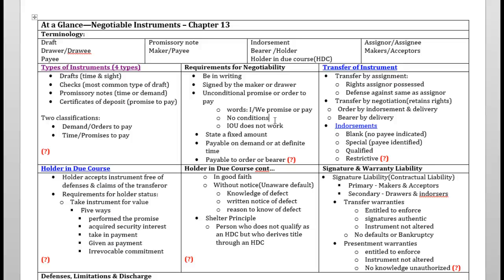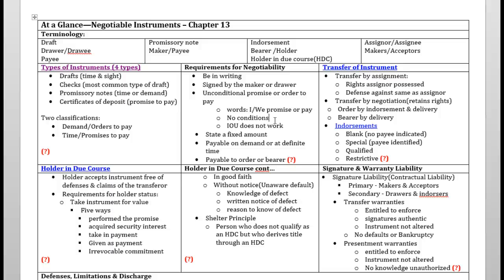Using an IOU, if you just write out "I owe you $3,000," that does not work. So that is not a negotiable instrument. It has to state a fixed amount, and it has to be payable upon demand or at a definite time. And finally, it's payable to order or the bearer. And there's a big difference in how those are received when they are transferred or turned in. That's kind of the basics.